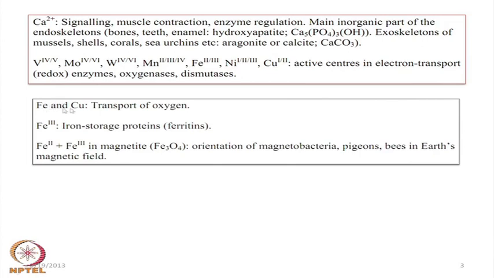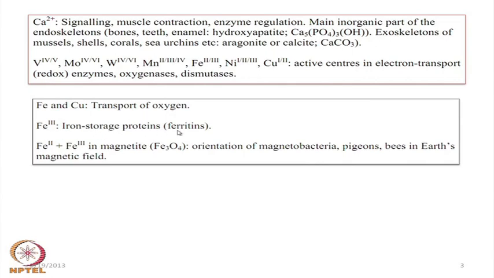Then these two metal ions, that means iron and copper, can also be involved in transport of oxygen. This particular one we will see in detail for the hemoglobin and myoglobin molecules in our body. Copper is present in the hemocyanin molecule for dioxygen transport. So, these two metal ions are very important for electron transfer as well as electron storage. In the same way, these two metal ions can be involved in dioxygen transport and dioxygen storage.